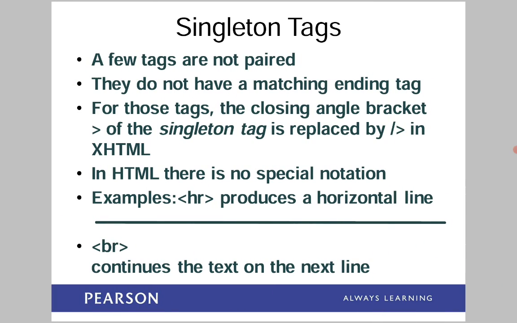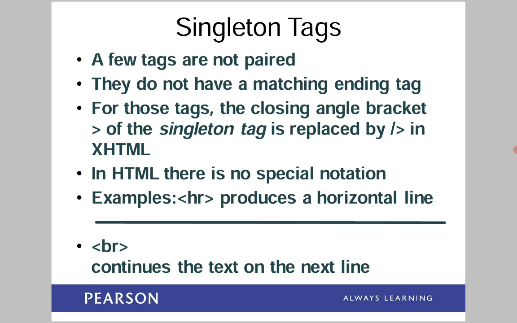So basically HTML tags are of two types. One is called singleton tags or singular tags. The second one is called double tags or double-ended tags.